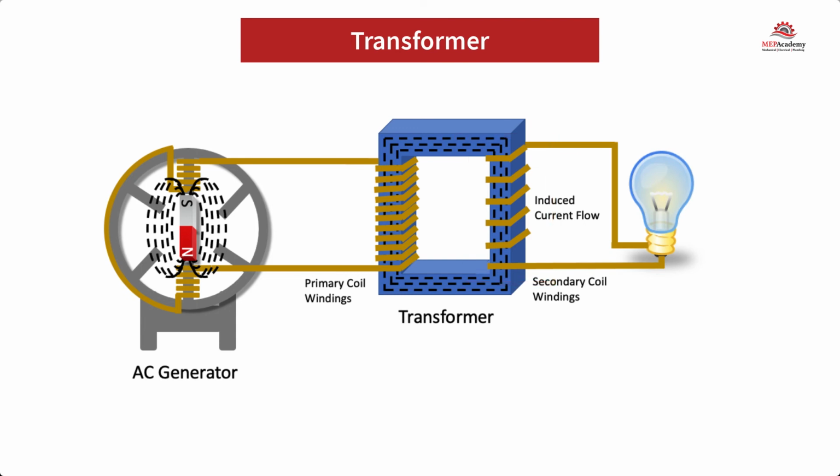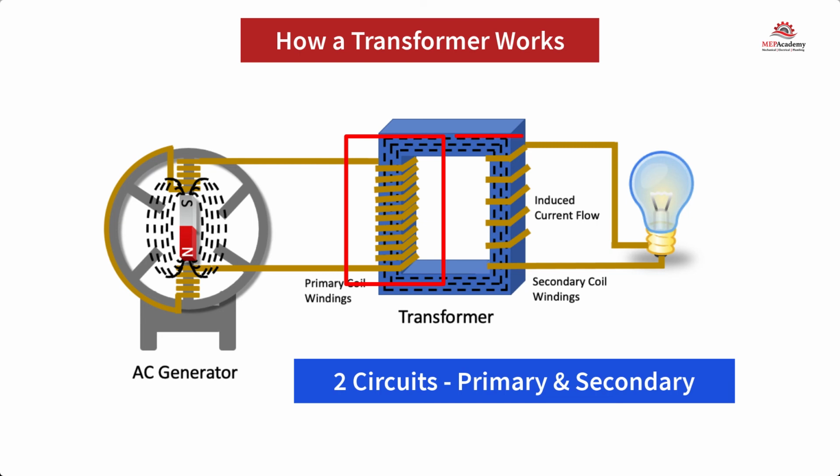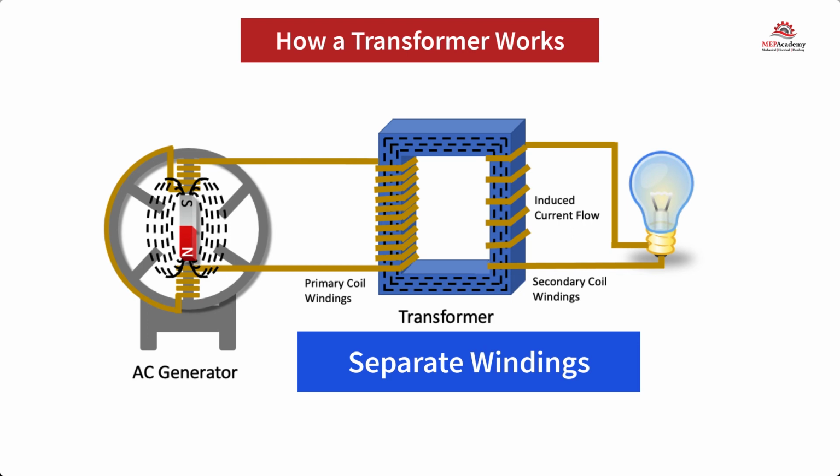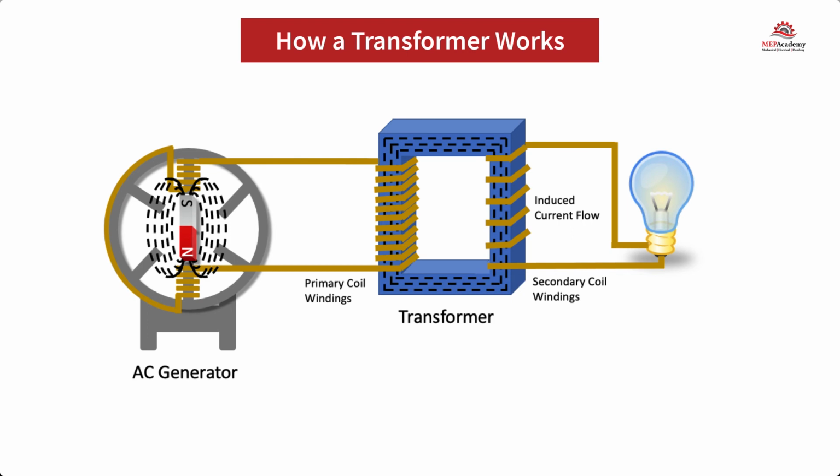How a transformer works. The transformer has two circuits, a primary coil winding and a secondary coil winding linked by a common magnetic flux. The primary and secondary windings are separate coils but are magnetically linked. When current flows through a conductor like a wire, a magnetic field is created around the wire.